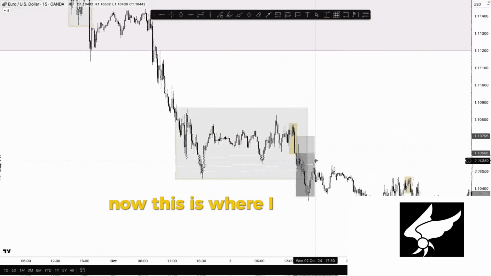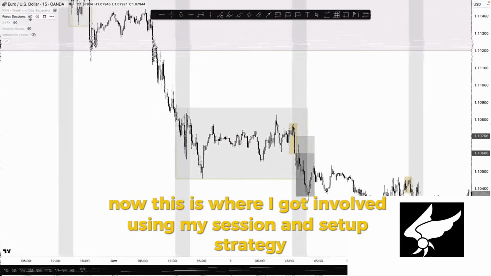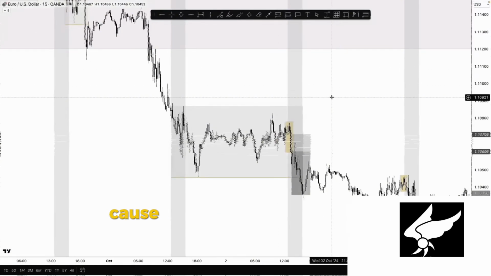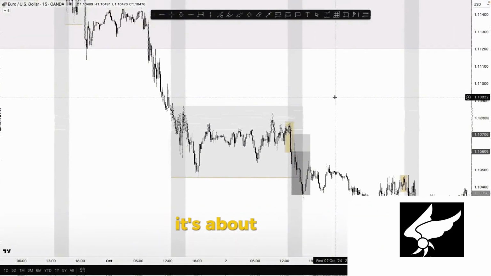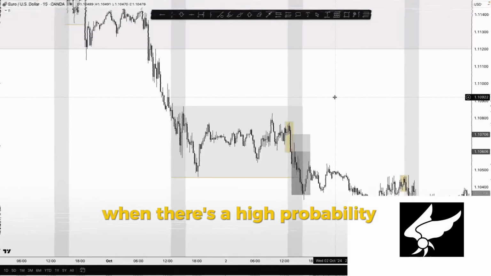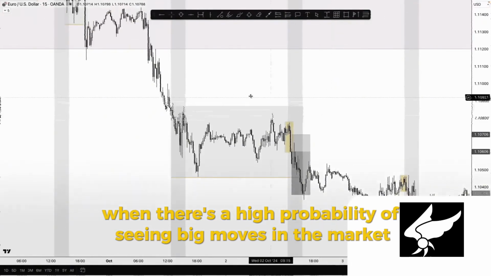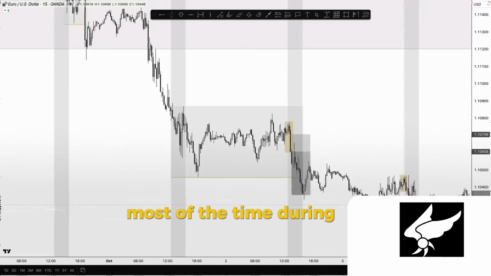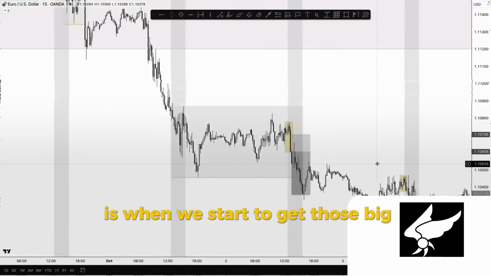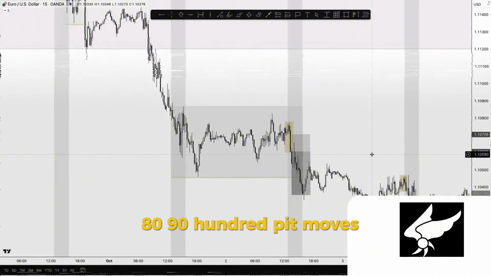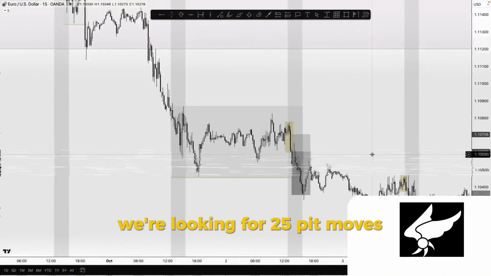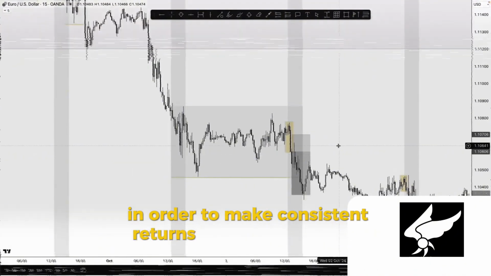Now, this is where I got involved using my session and setup strategy. So let's put the sessions back on, because this is really important to understand. It's not just about trading at any times of the day. It's about trading when there's a high probability of seeing big moves in the market. Now you can see most of the time during the sessions is when we start to get those big moves. And we're not looking for 70, 80, 90, 100 pip moves. We're looking for 25 pip moves in order to make consistent returns every single month.